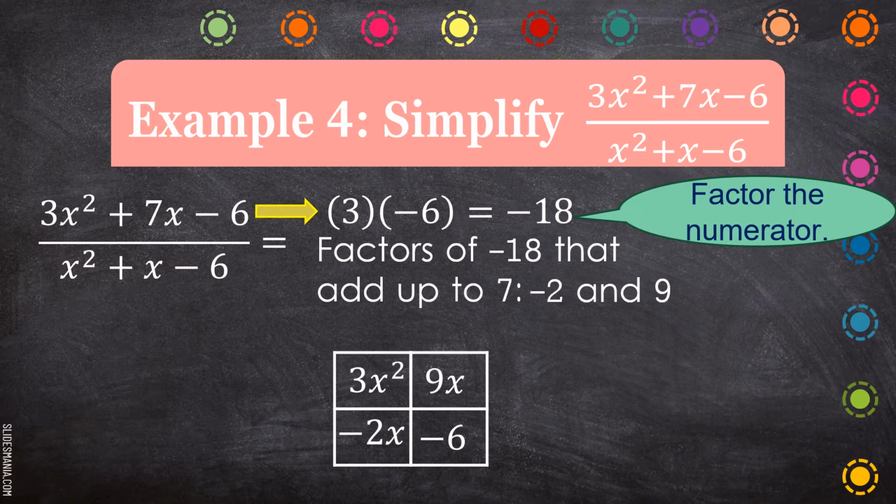So, the common factor between 3x squared and 9x is 3x. The common factor between negative 2x and negative 6 is negative 2. Then, the common factor between 3x squared and negative 2x is x. Then, the common factor between 9x and negative 6 is 3. Therefore, the factors of 3x squared plus 7x minus 6 are 3x minus 2 times the quantity x plus 3.